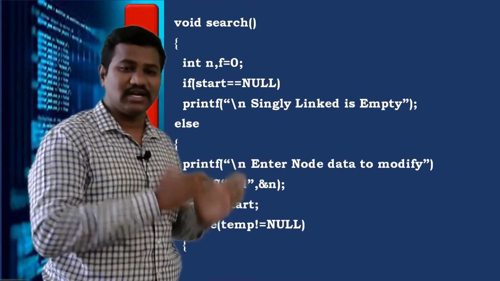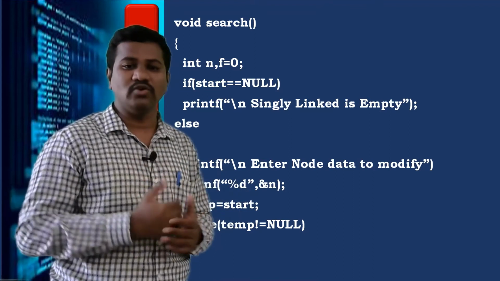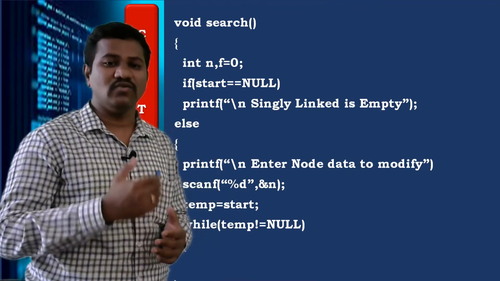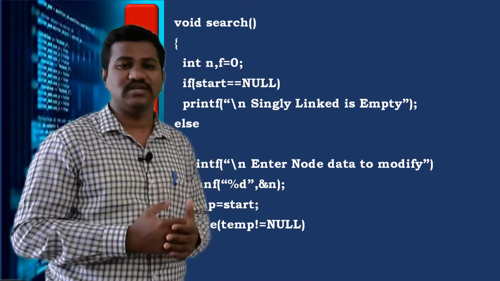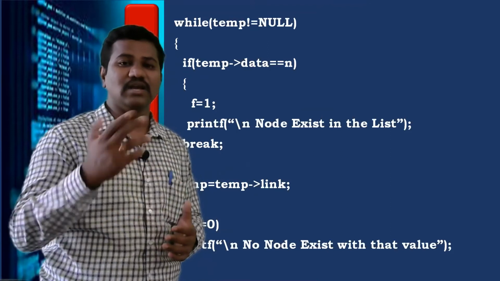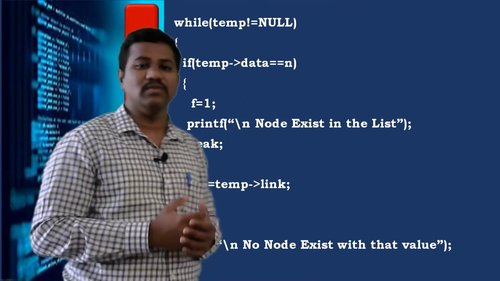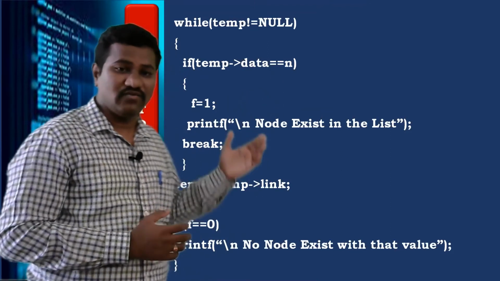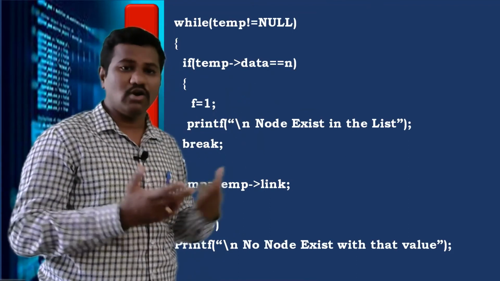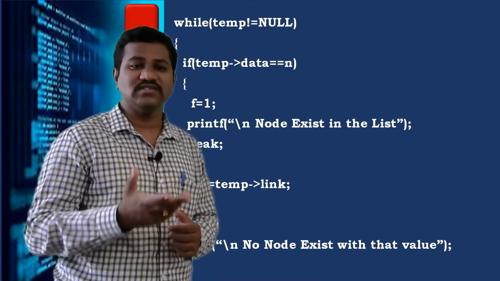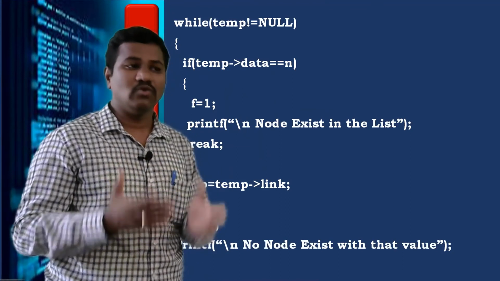After accepting the data part, we need to store the first node address in temp, and then the while loop is started. Inside this while loop, the condition is while temp not equal to null. If that is true, we go to the if part, and whenever this if part is true, we make the f value 1. You already know about this f value. If f is 1, then the node exists in the list.